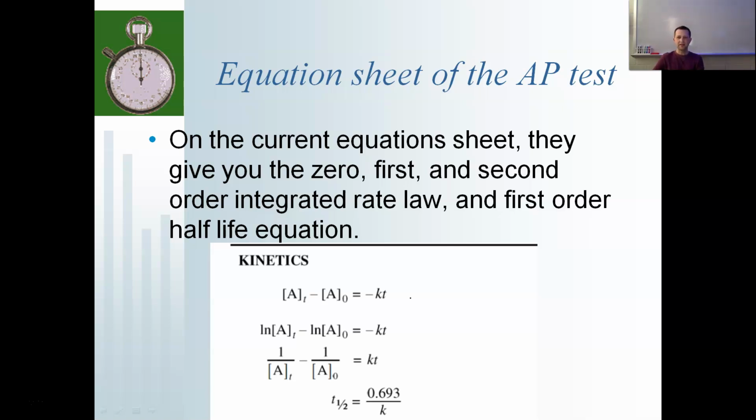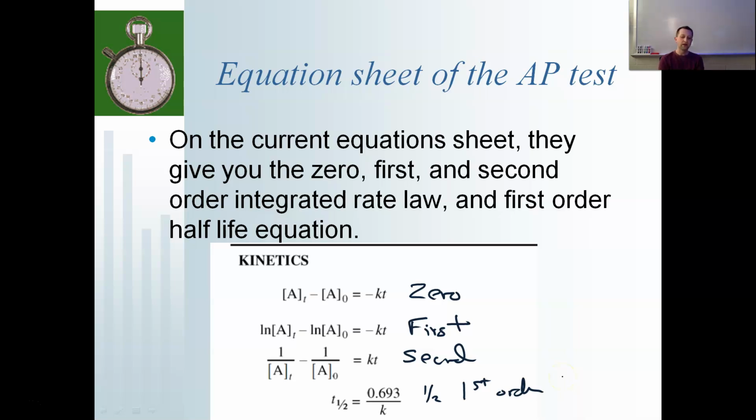Last slide of the day, I think, on the current equation sheet for you guys from the College Board, it gives you this kinetics information. Now it's not labeled, so you have to think a little bit about it, but they put it in the correct order for you. So these are your integrated rate laws, if you haven't noticed that by now. They gave you the zero order integrated rate law first, the first order integrated rate law, and the second order integrated rate law. They also gave you the half-life for the first order. That's all they give you, so that's all you're going to need to use.